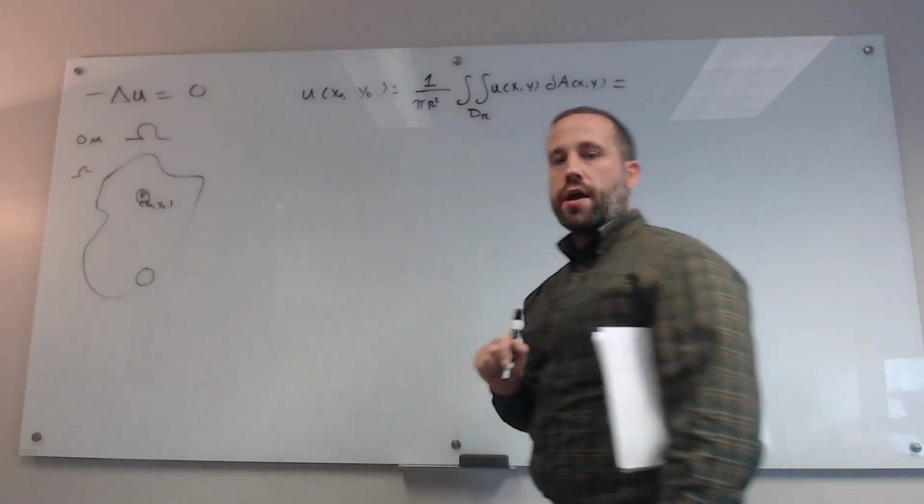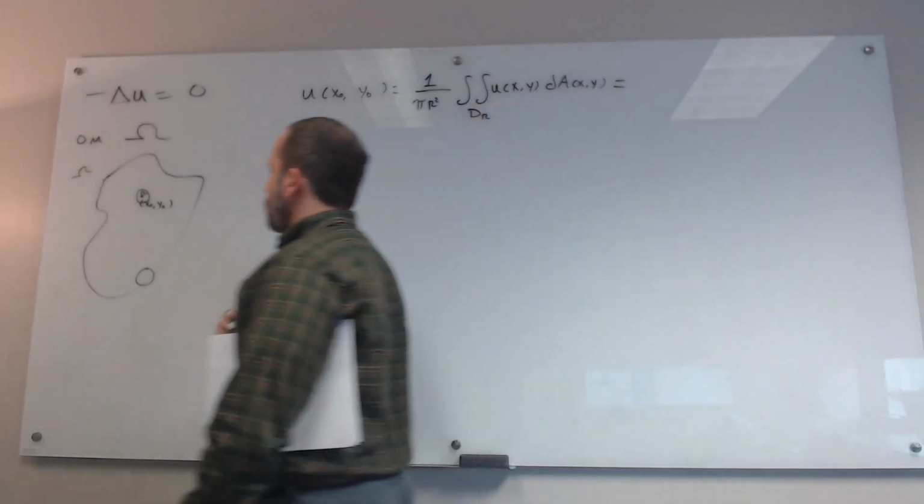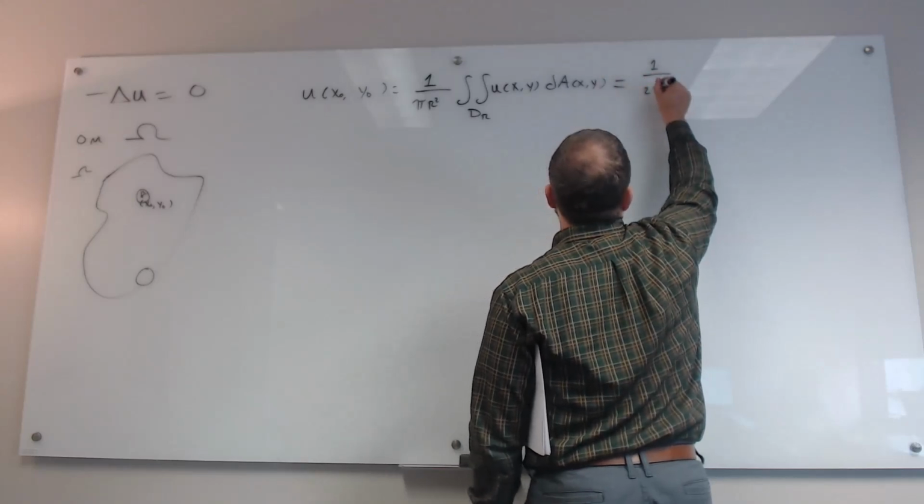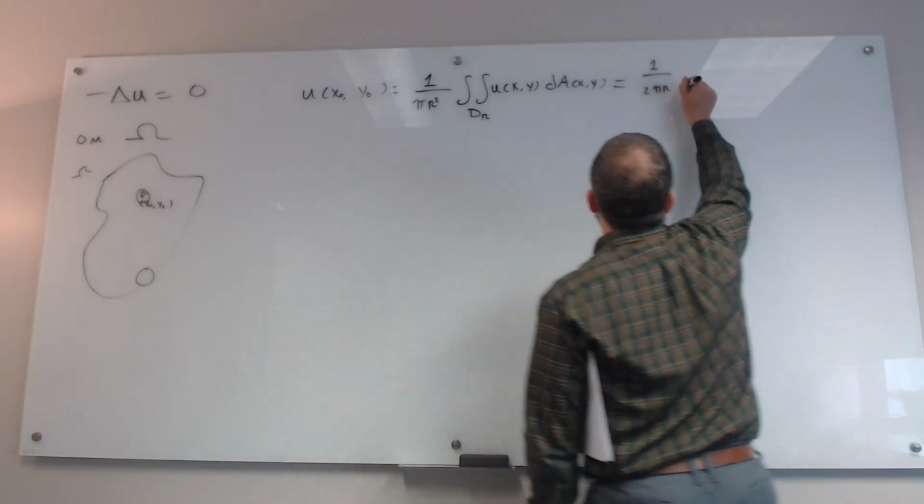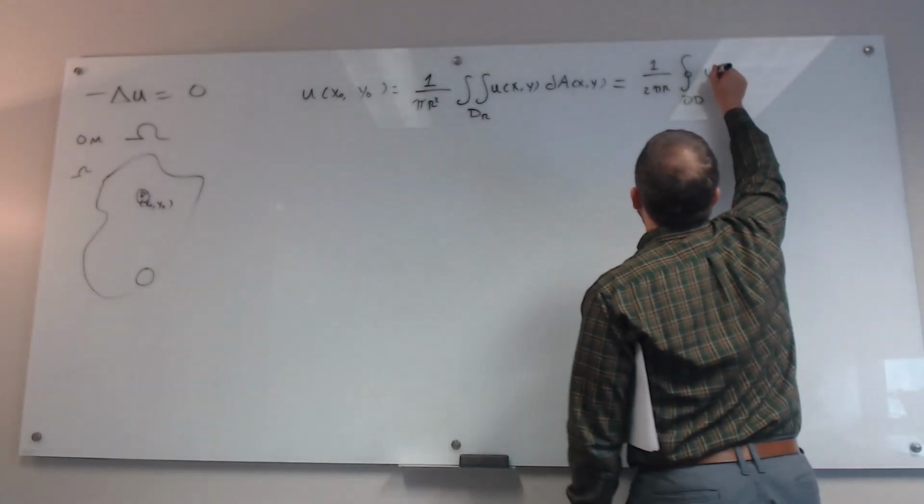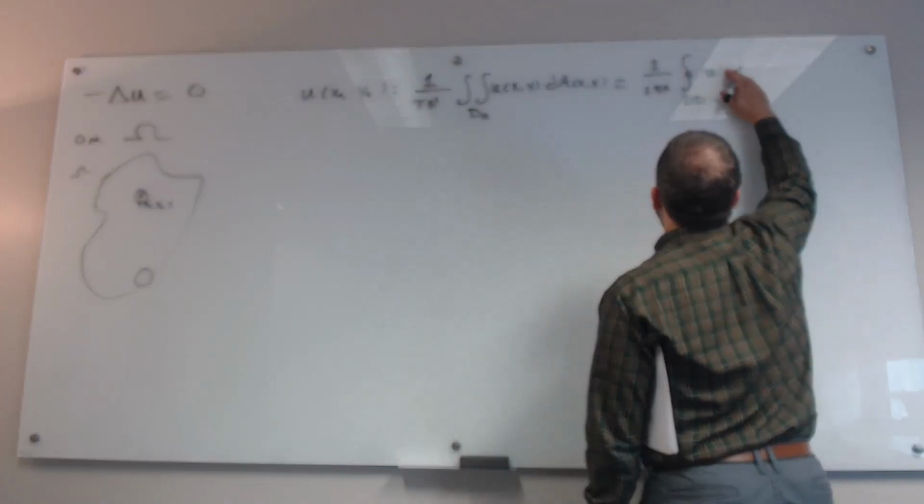But there's more. Not only that, it is equal to the average value of u around the boundary of that disk as well. So if it's a disk of radius r, the boundary is a circle of circumference 2 pi r, and we're integrating over the boundary of that disk. I'm just going to write it like this, u dr. Okay, so this is called the mean value property, and it's something that harmonic functions satisfy.